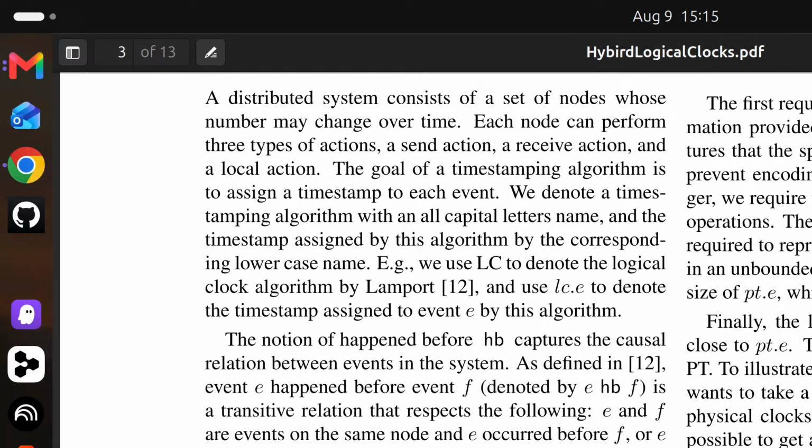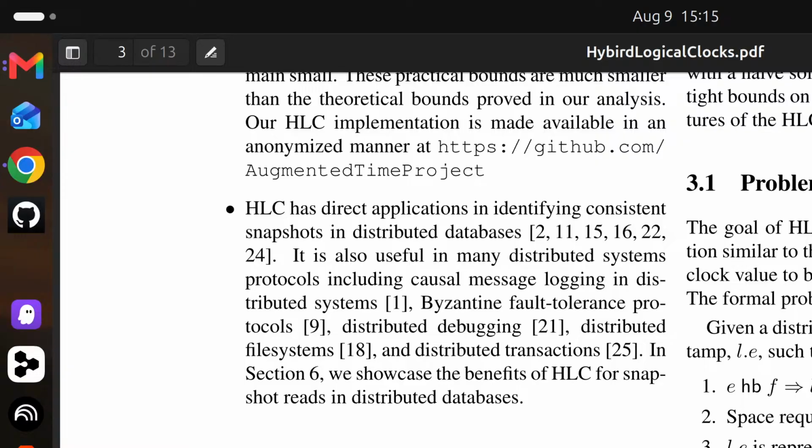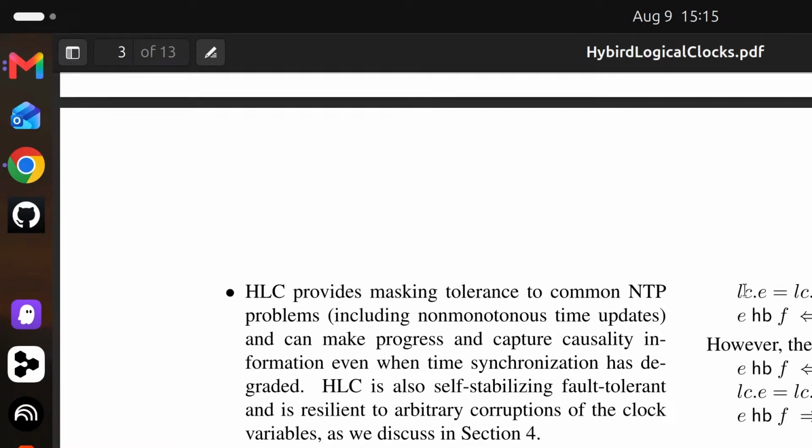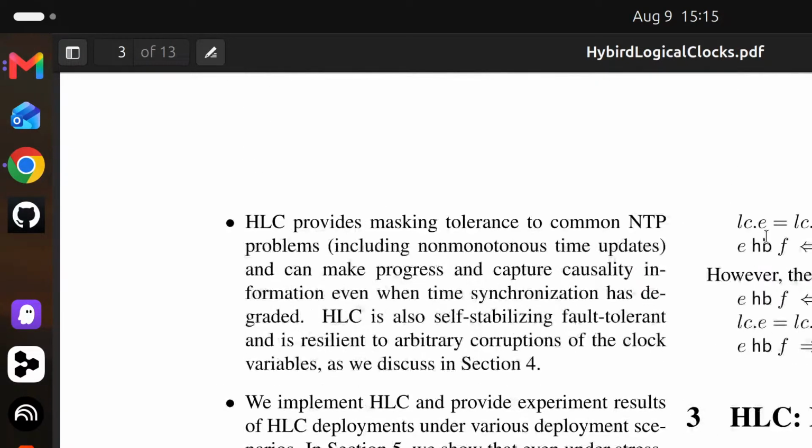Based on the existing results in the literature, the following are true. If lc.e is equal to lc.f, that means they are concurrent. If E happened before F, then the vector clock of E will be less than the vector clock of F. However, the following claims are not true. Like E happened before F.